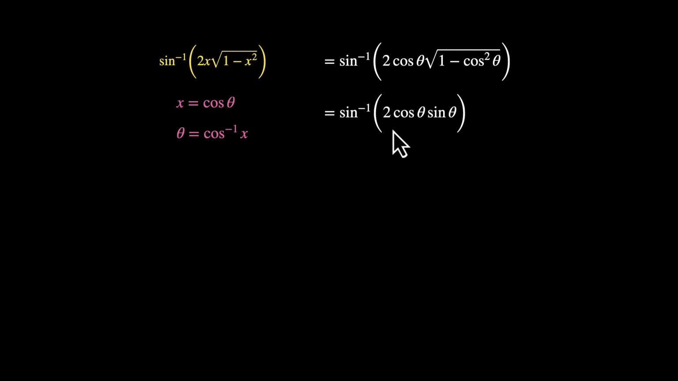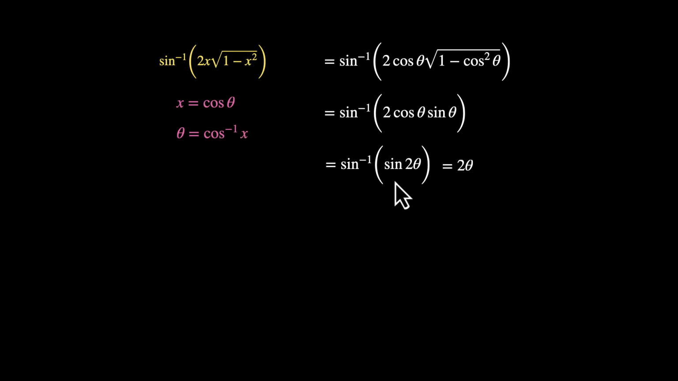So this becomes 2 cos theta, and this becomes root of 1 minus cos square, that's sine square, so that's sine theta. It's still the same, this is still sine 2 theta. So what we have is sine inverse sine of 2 theta, which means it's still 2 theta. But here theta is different. In the previous case, theta was sine inverse x. In this case, it's cos inverse x.